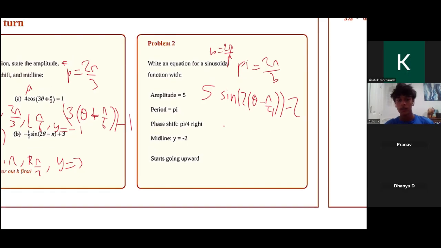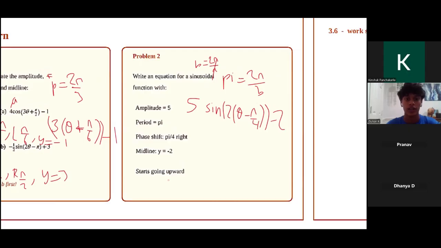sinusoidal function. And with that, that's it for today. And make sure you guys practice your unit circle and practice out drawing the sine and cosine graphs as well. You can refer to Desmos to help you guys.